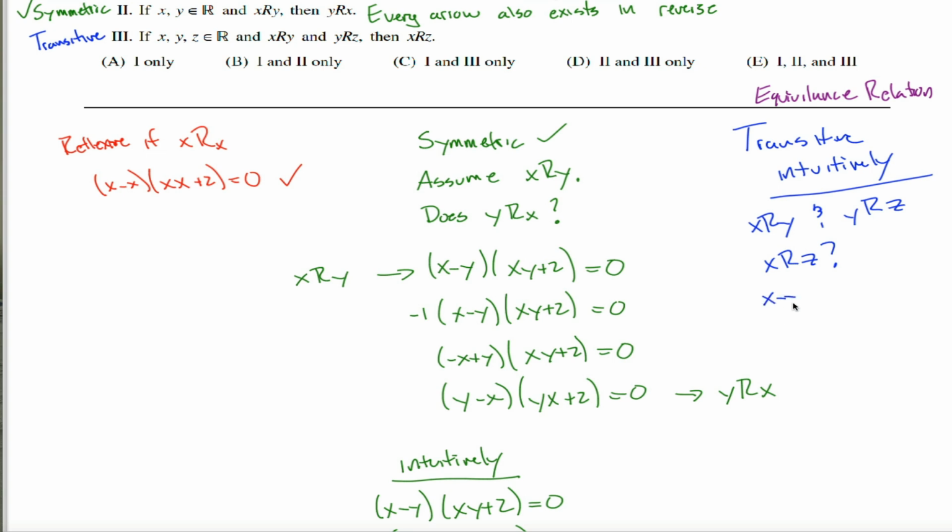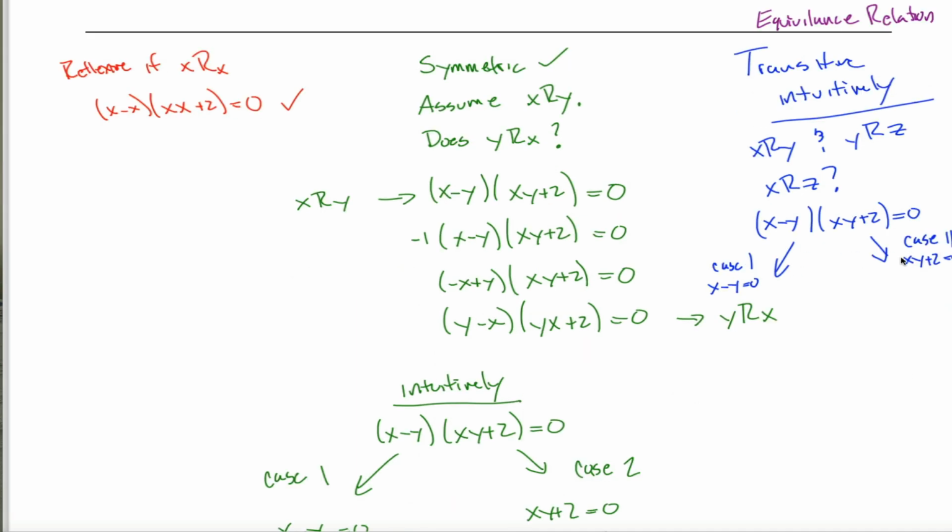That tells us that (x − y)(xy + 2) is equal to 0. So either, maybe case 1, x − y = 0, or case 2, xy + 2 = 0. Regardless of which case we're in, I'm a little low on room, so maybe I'll throw it over here. We know that there's an arrow from y to z. So that tells us that (y − z)(yz + 2) must be equal to 0.